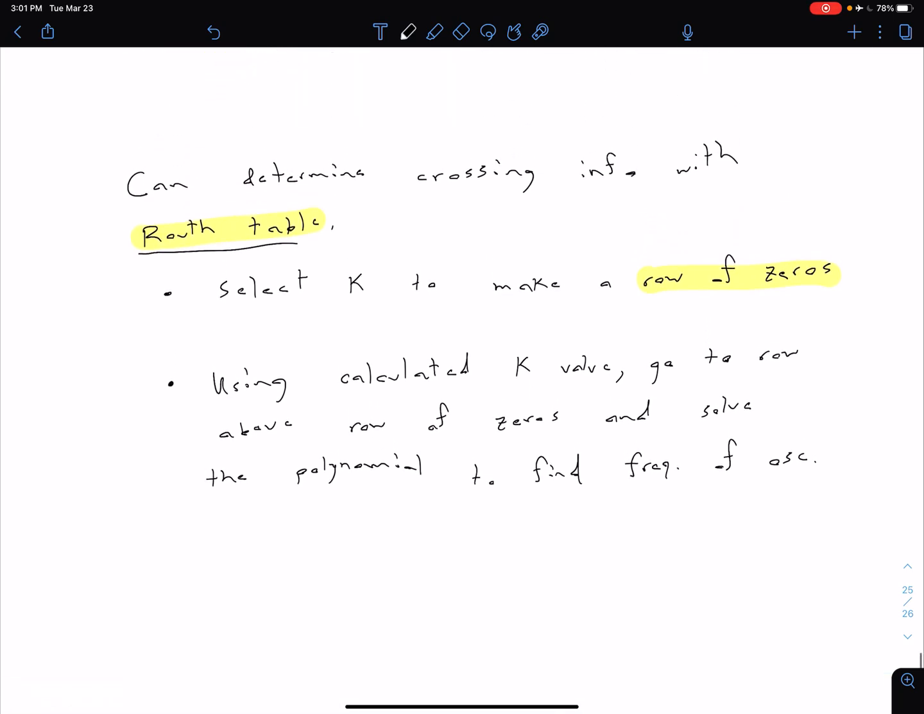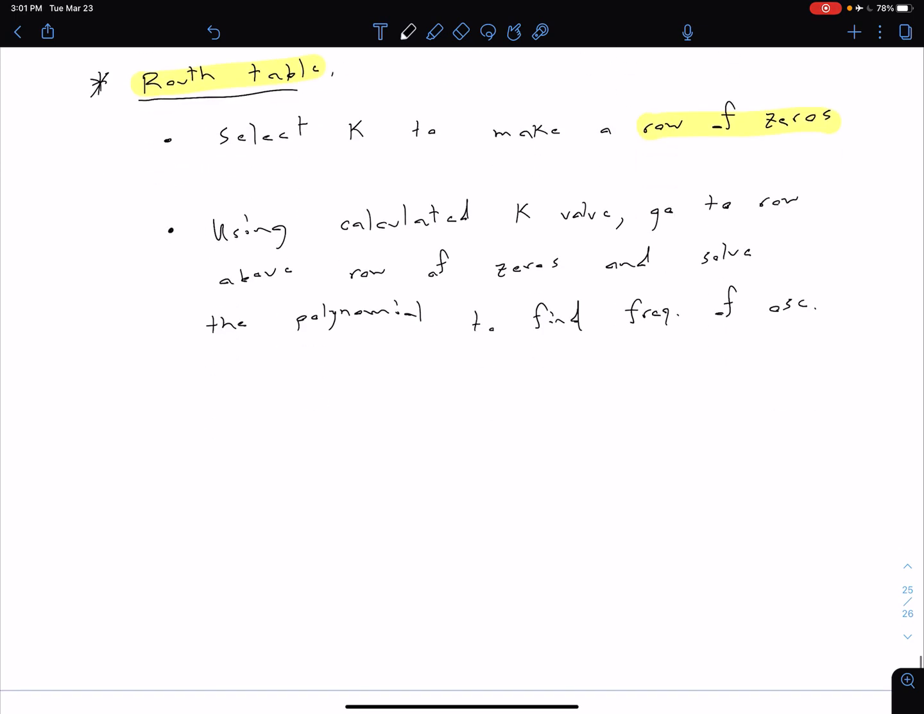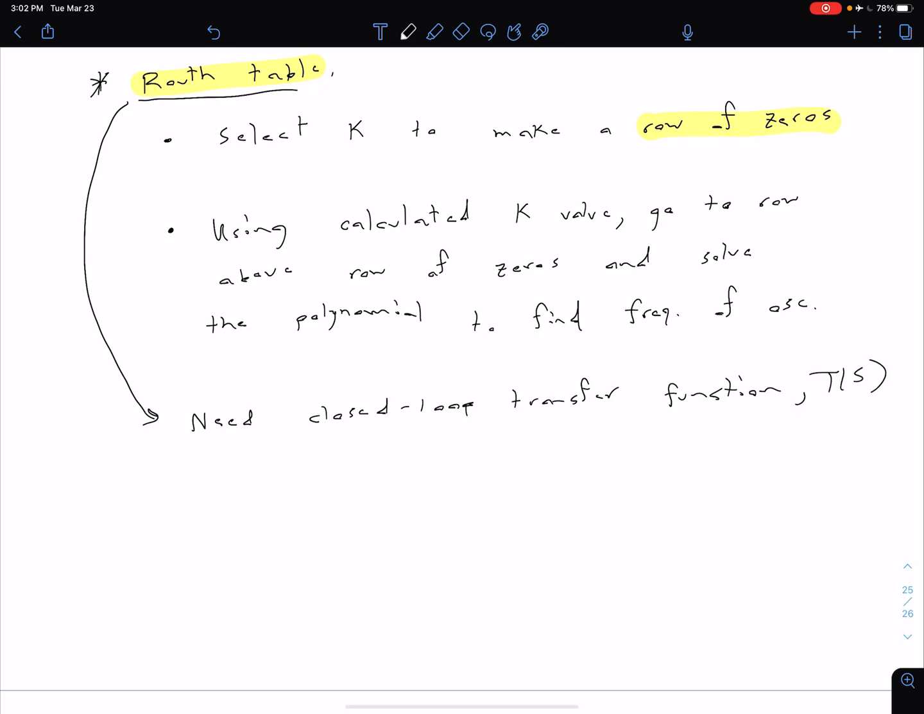One thing to keep in mind is that as we're finding these Routh tables, we need to have our closed loop transfer function. So far, when we've been looking at our root locus and plotting that, we've been looking at our open loop transfer function. But with our Routh table, we need that T of s. It can be useful to use tools like MATLAB. We've seen how to use our control toolbox to do our system reduction, so definitely take advantage of that in order to get that T of s. Then we can construct our Routh table, find our K value, use that polynomial above that row of zeros, and get our frequency of oscillation.